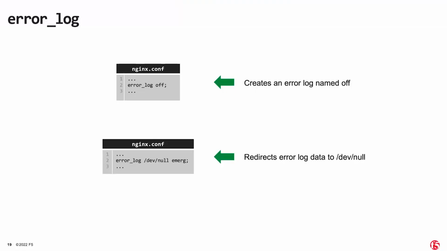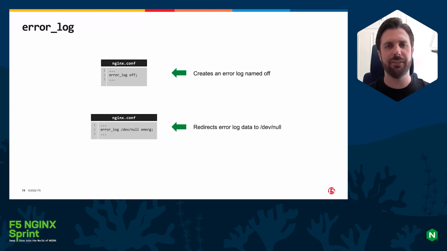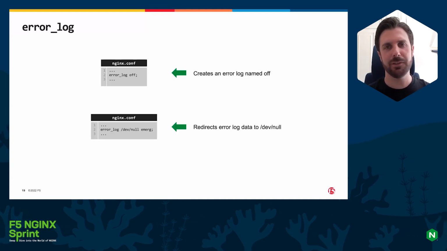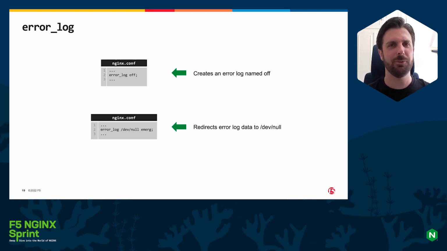Mistake number one: error_log off, unlike access_log off, does not turn off the error log. Instead, it creates an error log named off. To turn off the error log, redirect all its data to /dev/null. Although you really should not turn off your error log unless you really know what you're doing. If NGINX does crash, you probably want to know why.